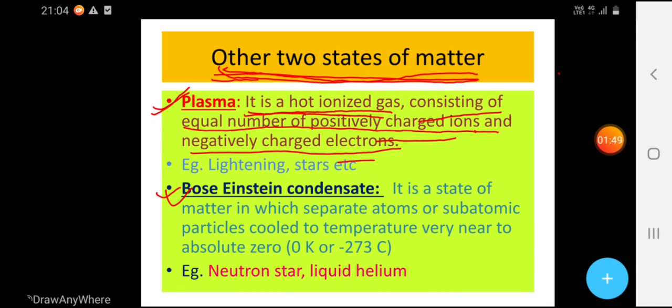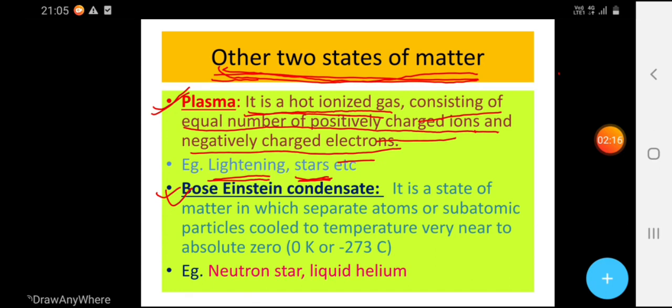And what are the examples? You have to remember these only. Okay, the definition and examples. It is not discussed in detail as compared to solid, liquid and gas. So you have to remember the example, that is lightning. Lightning, the thunderbolt that strikes, is called lightning. Okay, lightning and stars. Stars are also an example of that; they are in the plasma state.